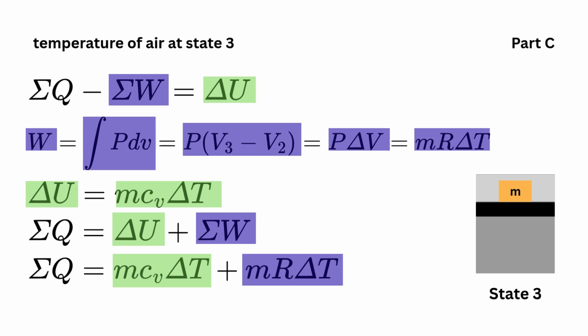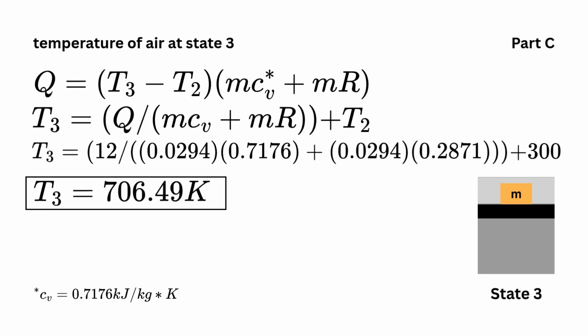Jumping to the delta U, we know that delta U is equal to m Cv delta T. Now when we take those two equations and plug them back into our first law of thermodynamics, we get that our Q, our heat transfer, is equal to m Cv delta T plus mR delta T. Once we've simplified that equation, we can say that Q is equal to delta T times (m Cv plus mR). Now CV is given in the question as stated previously and is equal to 0.7176 kilojoules per kilogram Kelvin.